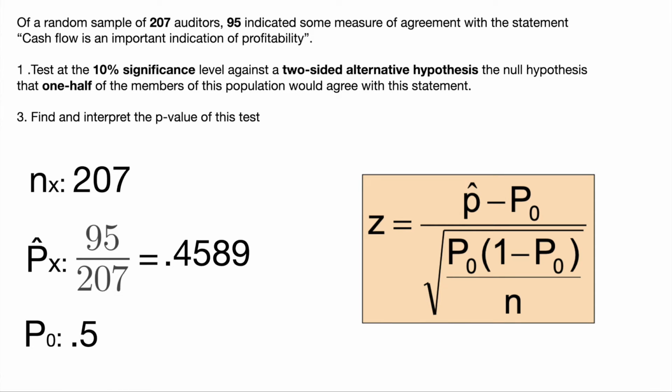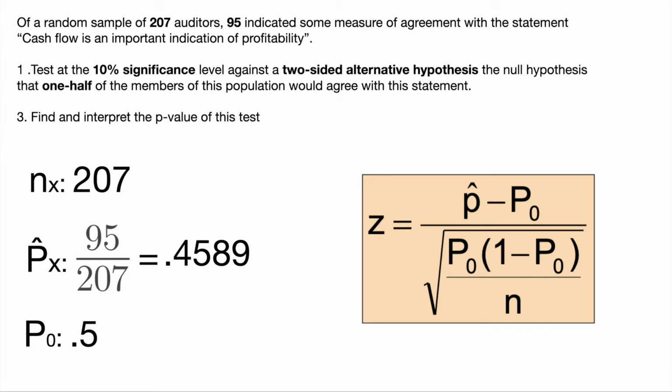So let's jump into it. Of a random sample of 207 auditors, 95 indicated some measure of agreement with the statement, cash flow is an important indication of profitability. So we want to do a test at the 10% significance level. It's a two-sided alternative hypothesis, so we're going to be looking at both sides of the distribution. And we want to test the null hypothesis that 1/2 of the members of this population would agree with the statement.